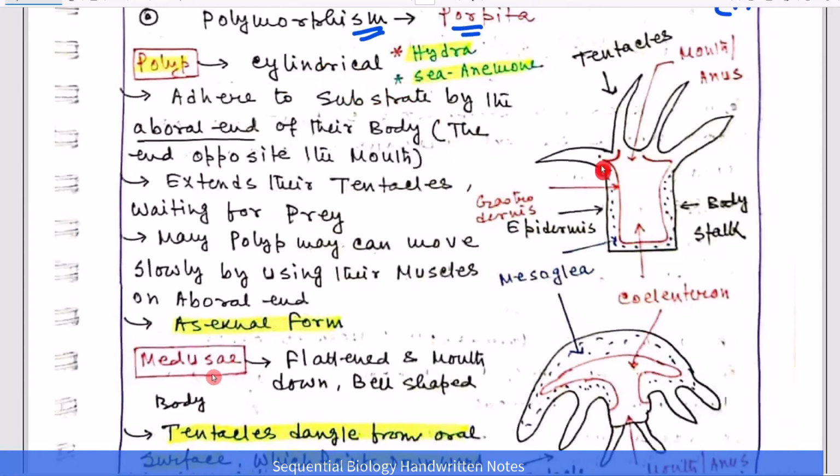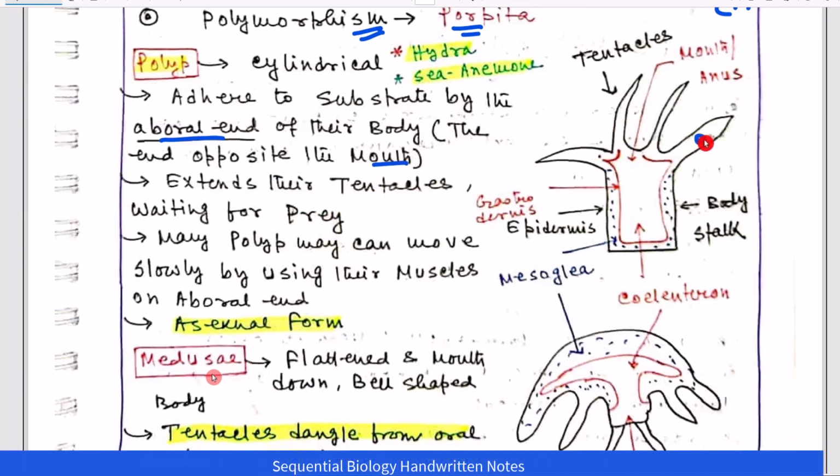Then this is a diagram of a polyp, and we will see the structure of a polyp. The polyp is cylindrical, and adhered to the substrate by the aboral end. They have two ends, the oral end and the aboral end. The oral end bears a hypostome or their mouth, and the hypostome is covered by numerous tentacles. Aboral end means the end opposite the mouth.